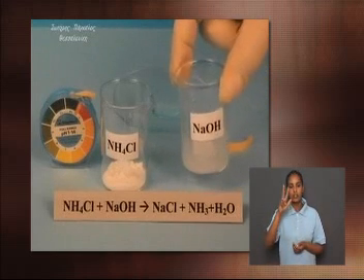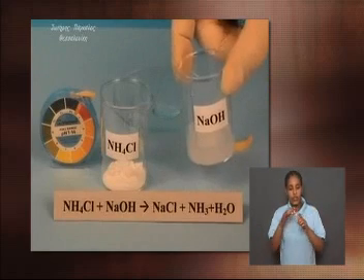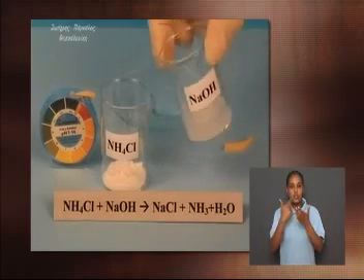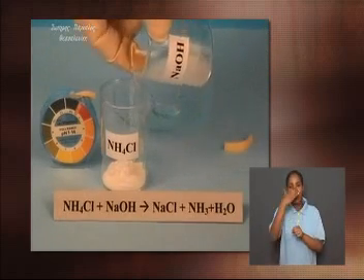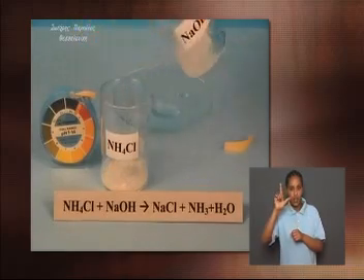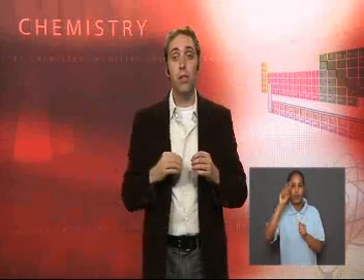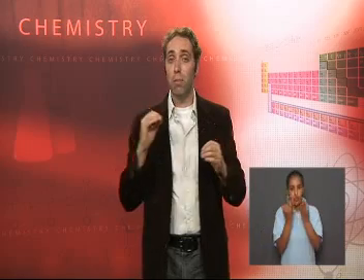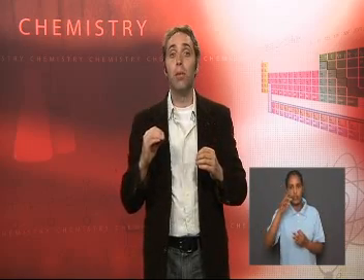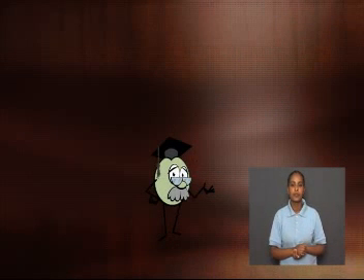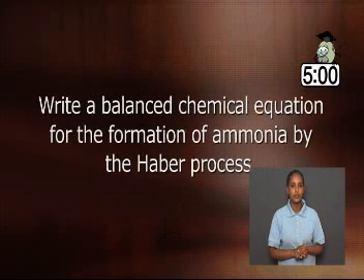Ammonia can also be prepared in the laboratory. This is accomplished by heating ammonium chloride with sodium hydroxide. Students, write a balanced chemical equation for the formation of ammonia by the Haber process. Students, let's get ready. Begin.